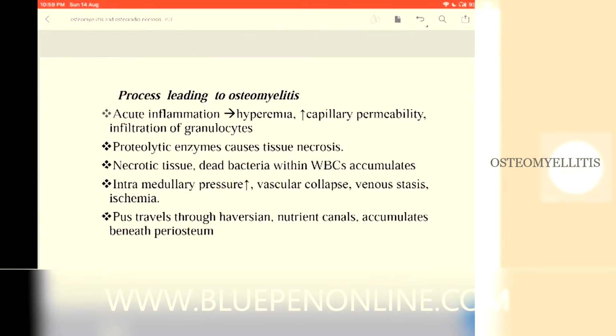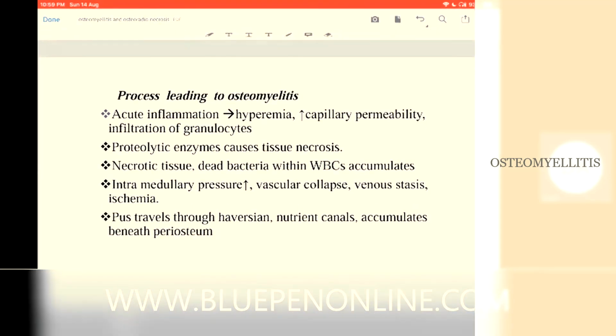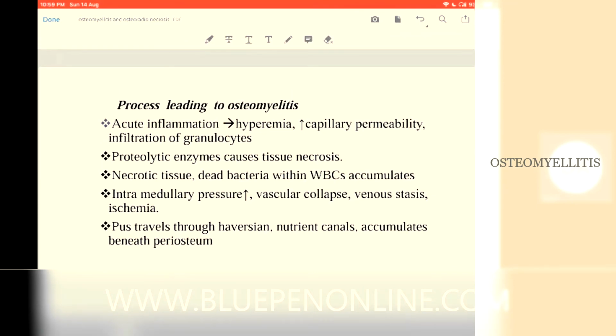Then what is the process leading to osteomyelitis, how does it happen? First, definitely there will be an inflammation. This is actually given in your OMR textbook, so please refer to it and have a look at this. The first thing is an acute inflammation, and inflammation alone can lead to this problem, right? From that there will be hyperemia. When there is hyperemia, there will be increased capillary permeability in that area. This leads to infiltration of granulocytes into that area.